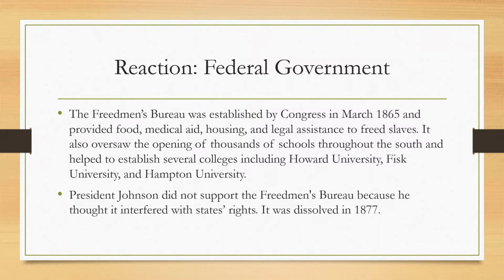At the federal level, leaders understood that some support would be needed for former slaves' transitions to freedom, although not everyone was happy to provide it. The Freedmen's Bureau was established by Congress in March of 1865 and provided food, medical aid, housing, legal assistance, and other types of assistance to freed slaves.